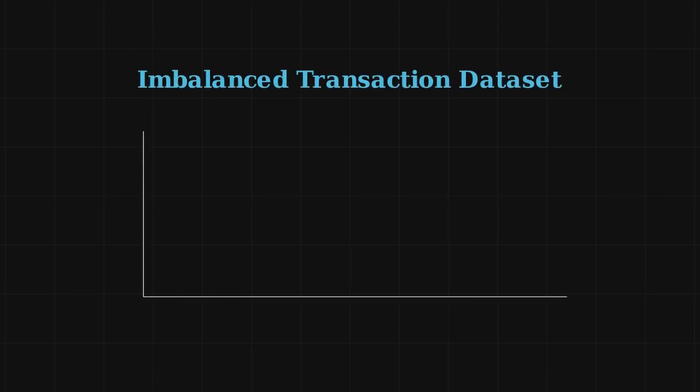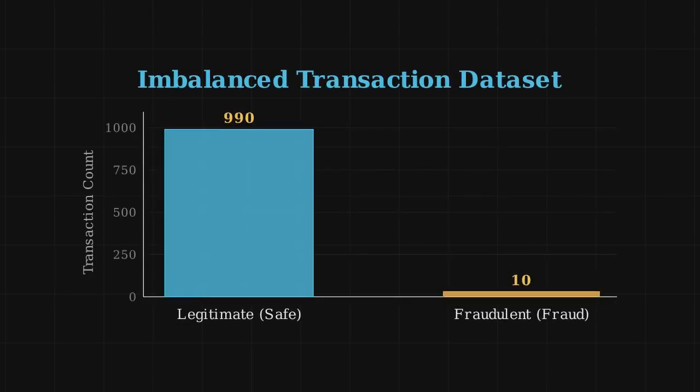Imagine a credit card database where 99% of transactions are legitimate and only 1% are fraudulent. A simple model that blindly labels every transaction as safe would achieve 99% accuracy. Yet, it fails to detect a single actual fraudster. In imbalanced datasets, standard accuracy is a deceptive metric that hides a model's complete failure.